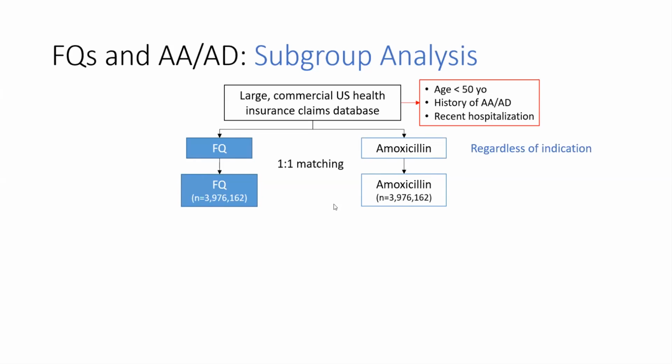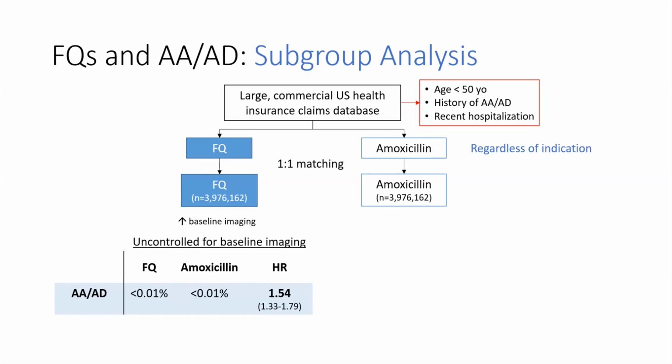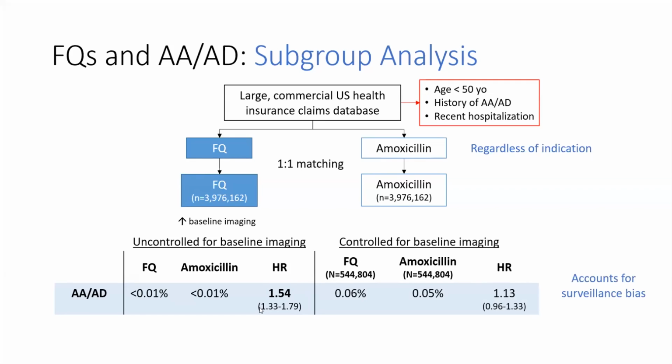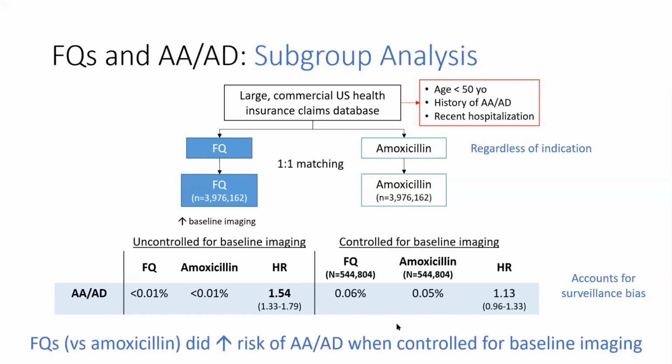They also underwent one-to-one matching, and even after matching, they found that the fluoroquinolone group had a higher rate of baseline imaging. When they didn't control for this baseline imaging, they found that the fluoroquinolone group did have a higher risk of aortic aneurysm and dissection. But once they controlled for baseline imaging, therefore accounting for the surveillance bias, they found that this increased risk was no longer significant. And so they concluded that fluoroquinolones compared to amoxicillin did not increase the risk of aortic aneurysm or dissection when controlled for baseline imaging.